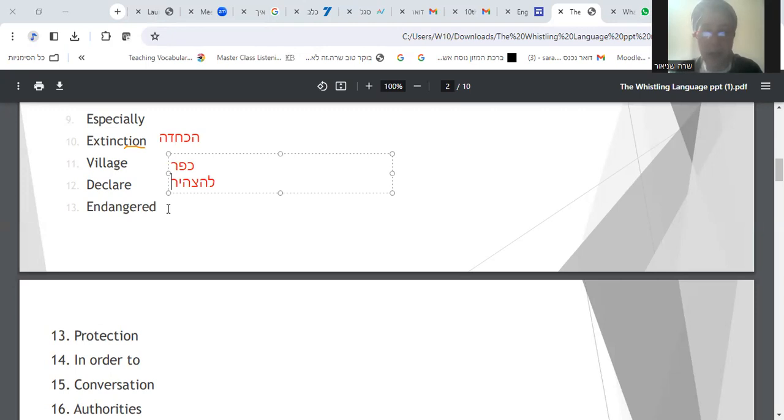של השפה, אוקיי? Endangered. Endangered means something in danger, okay? When there's an endangered species, אז זה מין שהוא בסכנת הכחדה, okay? אז endangered זה בסכנה, כי danger זה סכנה, נכון? אז בסכנה.